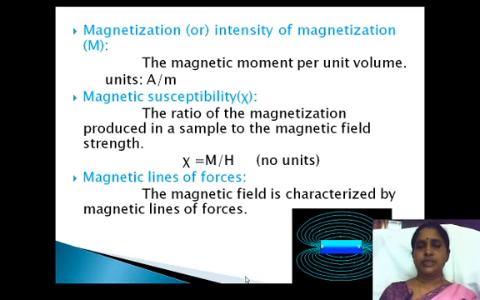Magnetic lines of forces. The next definition: the magnetic field is characterized by magnetic lines of forces. See here, this is the magnet. This magnet produces a magnetic field around it. This magnetic field is characterized by these lines, and these lines are called magnetic lines of forces.